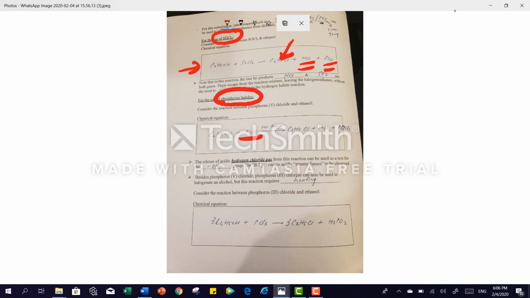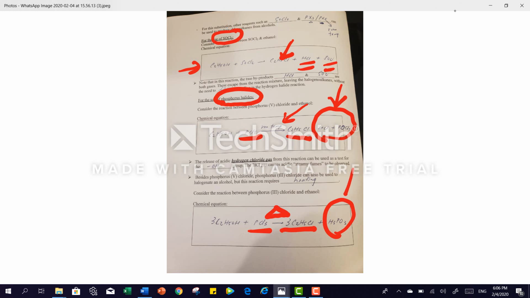Now if you don't want to use SOCl2, you can also use phosphorus halides, like PCl5 and PCl3, two reagents you can also use. PCl5 is more reactive than PCl3, so it happens at room temperature. But if you use PCl3, please apply heating. Both of them can help you to obtain the same organic product, chloroethane, but the byproducts are different. So you will have to recite these two chemical equations. Okay, do you understand? For PCl5, it comes up with HCl and POCl3. However, if you use PCl3, it comes up with H3PO3. So, are we clear?